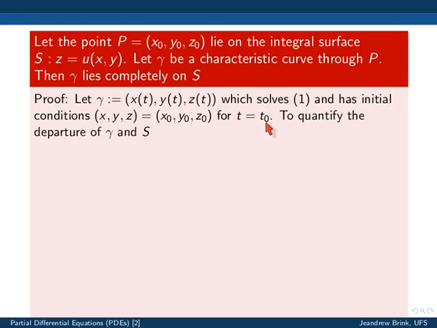And what we're going to do now is explore how this characteristic curve actually departs from S. Okay, so we know S is the surface, that's the integral surface. We know gamma pierces it at at least one point, and we're going to characterize how it moves away from that point. And to do that, we're basically going to say, let U be z of t, which defines the surface, minus u of x and t. Okay.